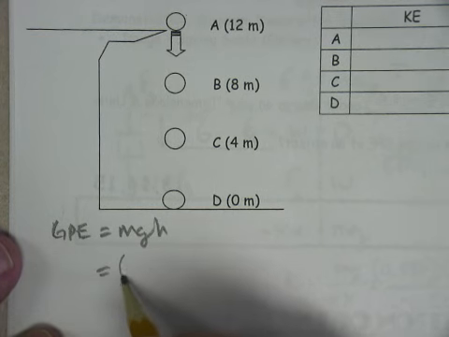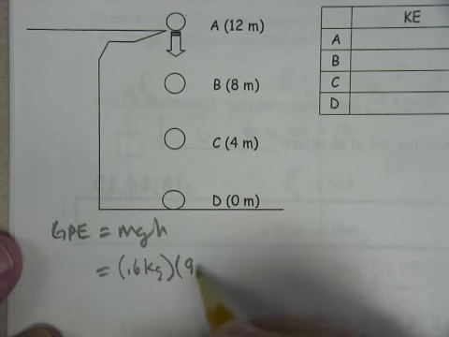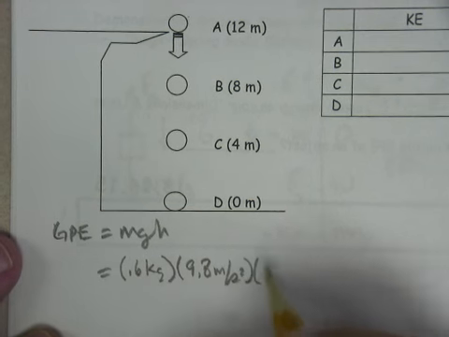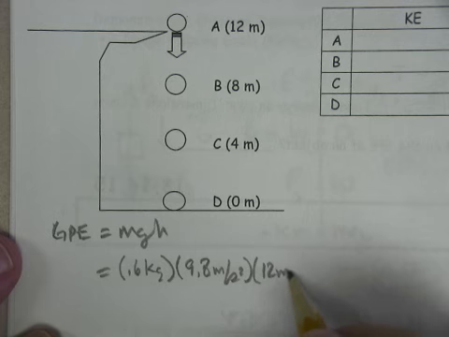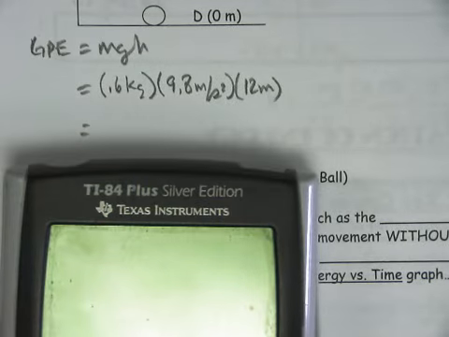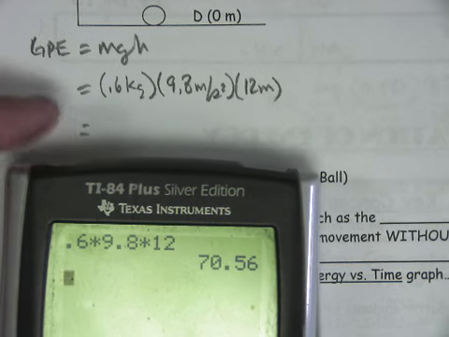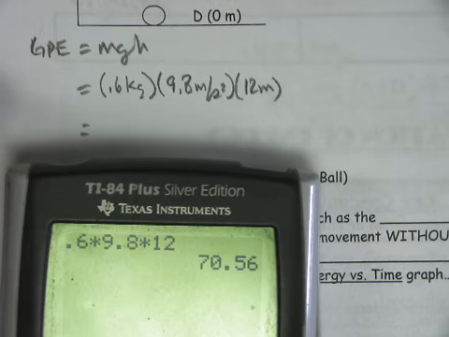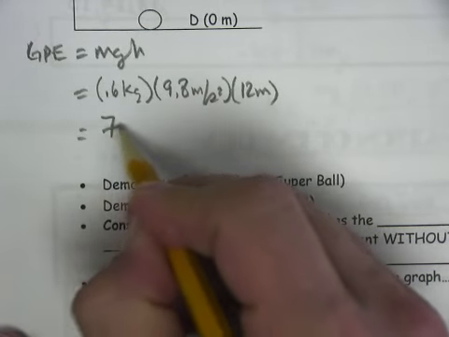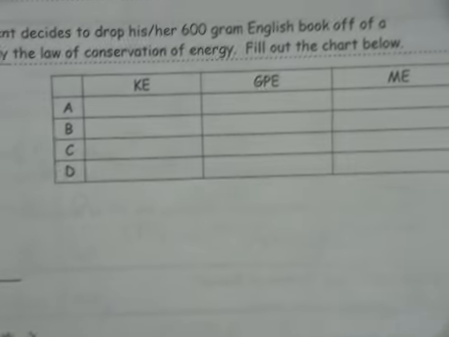The mass of the book is 600 grams, which is going to be 0.6 kilograms. The acceleration of gravity is 9.8 meters per second squared, and it is 12 meters above the ground. So let's go ahead and plug all of that in. So I got 0.6 times 9.8 times 12, and that gives me, we'll say just round it off to make it easy, it's basically 7, oh, we'll be accurate, 70.56, and that'll be joules.